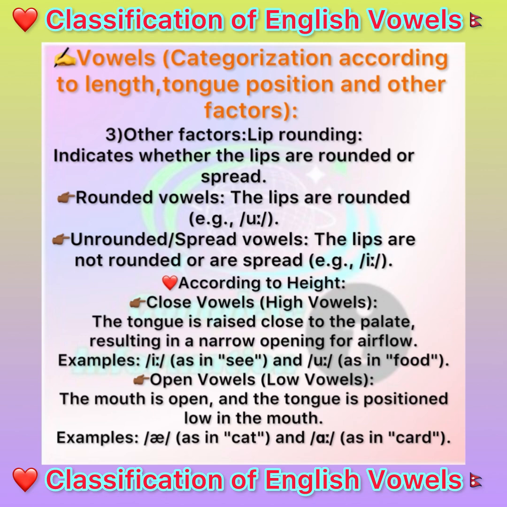Now, open vowels, which means low vowels. In this, the mouth is open and the tongue is positioned low in the mouth. For example, AE or A: AE as in cat and A as in card. These are the vowels sounded according to their length, tongue position and other factors. This helps in producing vowel sounds.